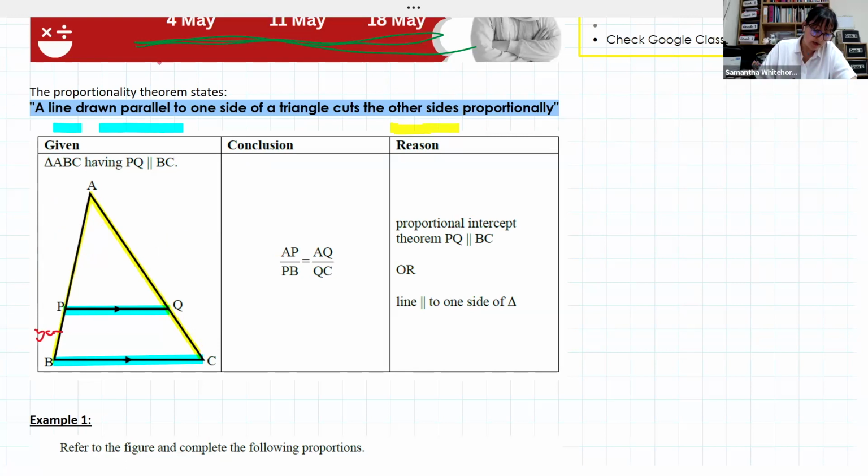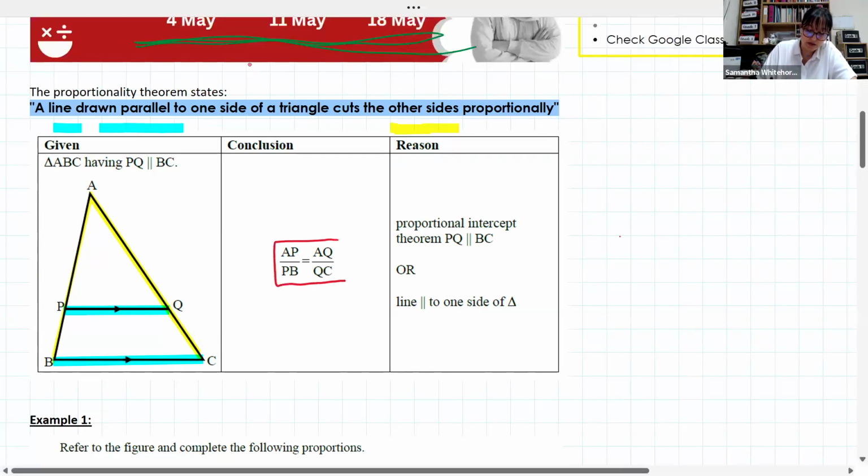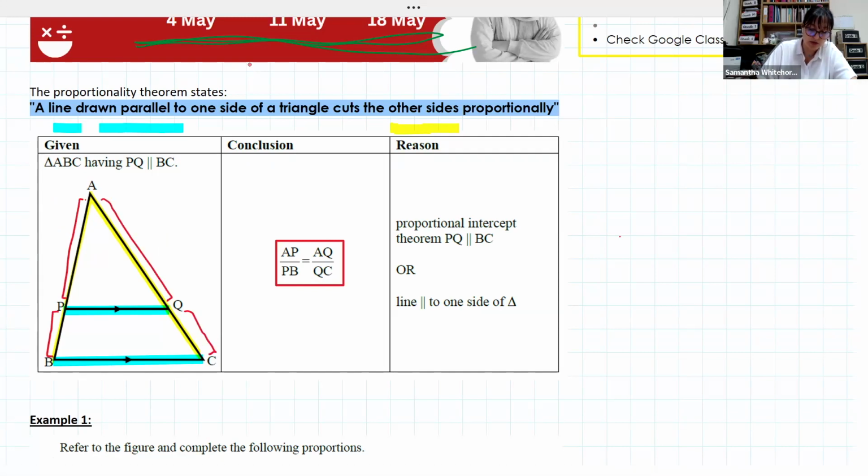Okay, so if we go back to the theorem, that's what we have. We've got our parallel lines. That's cutting my other sides in proportion. And this proportion idea is now highlighted by these ratios over here. So if we go and have a look, AP is this length here to PB is in proportion to AQ to QC. Now, see how AP matches up with QC?